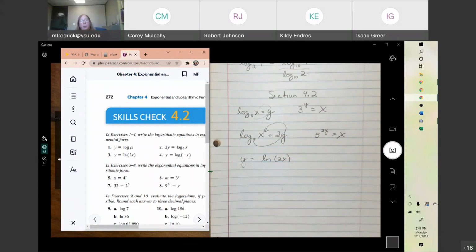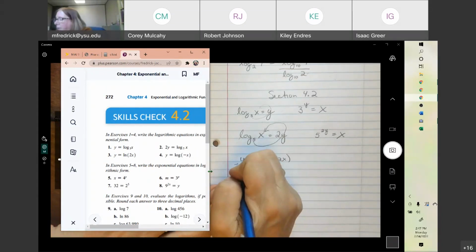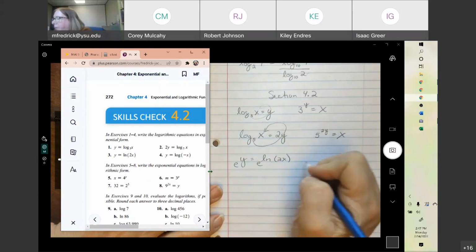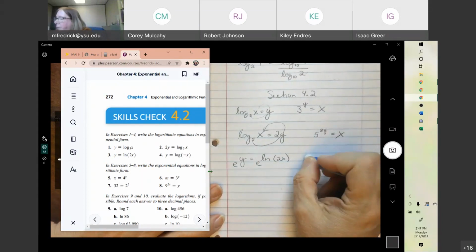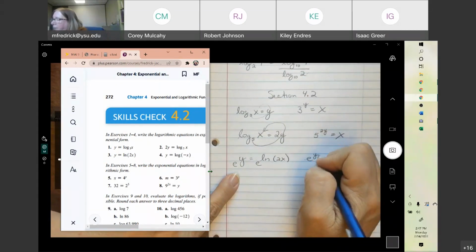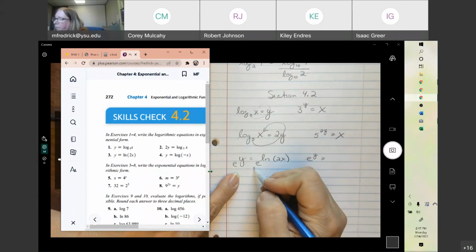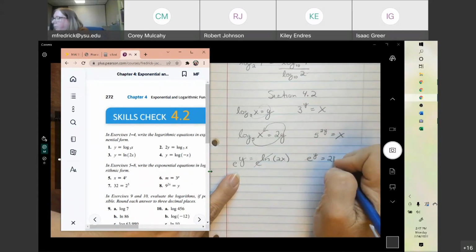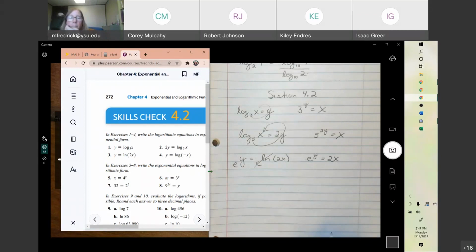Now this one's a natural log. Remember, the natural log is inverses with the exponential function. So to get rid of the natural log, take both sides to the e power. So I don't want to put an equal sign. So then we have e to the y equals, these are inverses, so they cancel and leave 2x. Any questions on that?